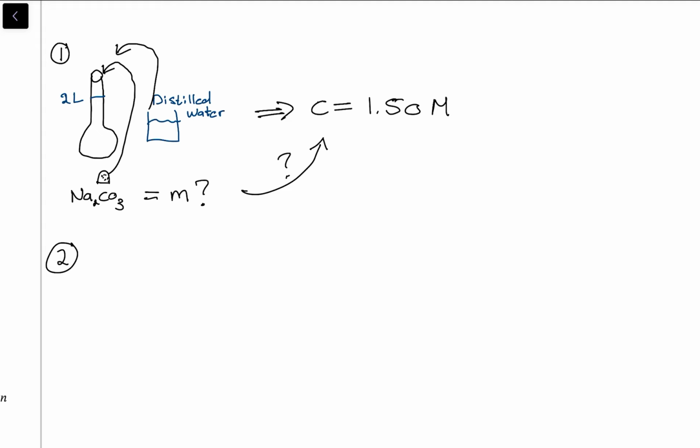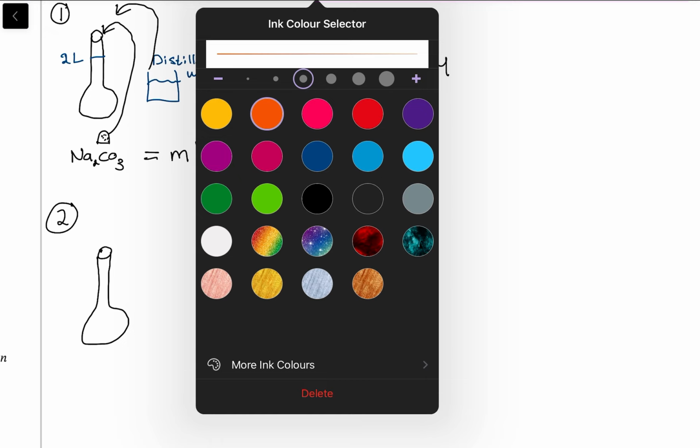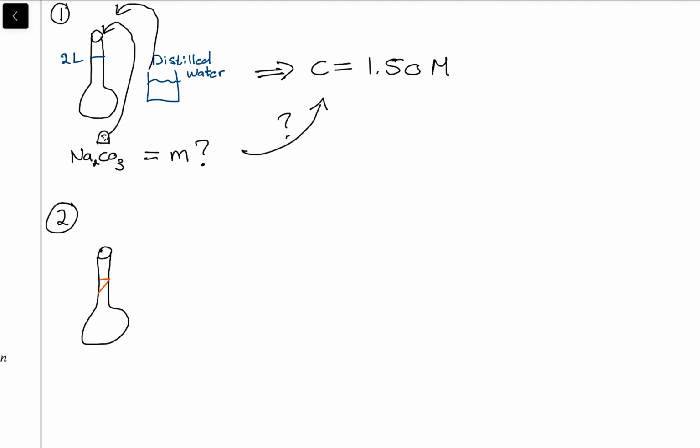Option two is you take, I'm never going to draw a nice volumetric flask like that again, probably. It's not terrible, but okay. Option two is you take a ready-made solution. Let me take a different color because I'm going to illustrate something using the colors. All right, so this is our solution here, and that is what we start with.